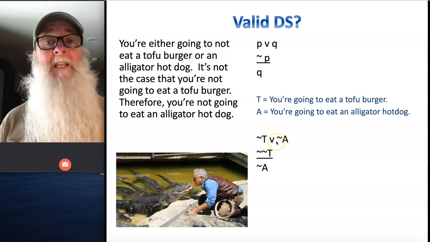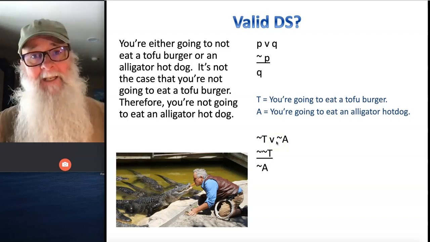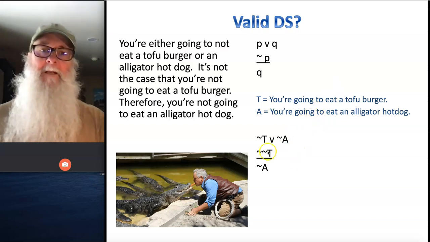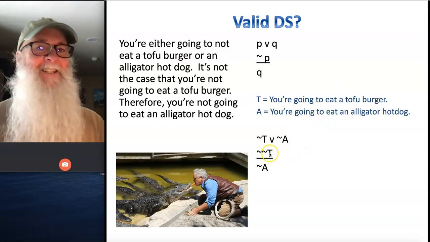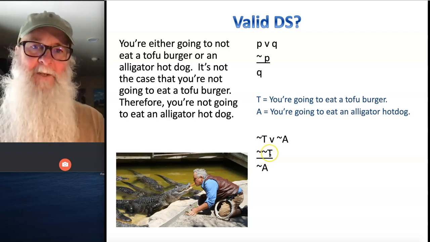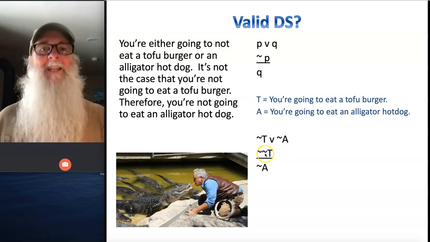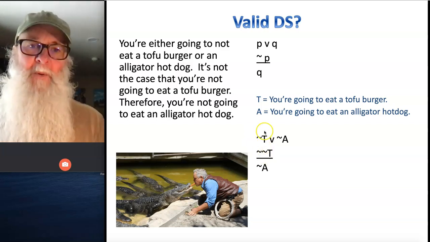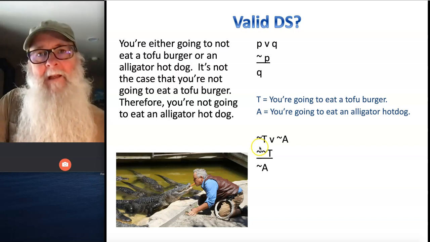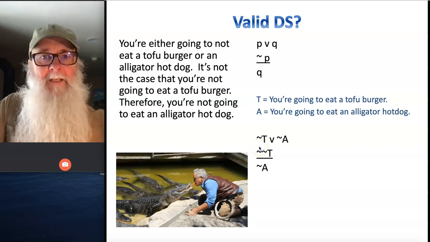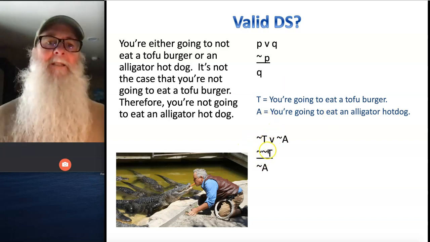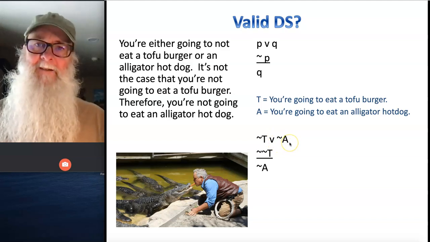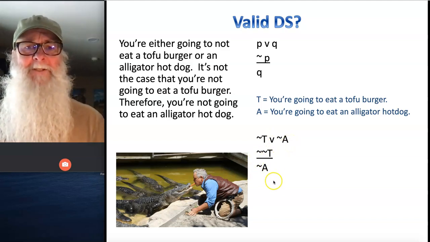Well, the first premise is giving us two possibilities. You're either not going to eat that tofu burger or you're not going to eat that alligator hot dog. And now look what the second premise does. It's not the case that it's not the case that you're going to eat that tofu burger. That just took away the possibility that I was not going to eat it. Because now you're telling me that it's not the case that I'm not going to eat it. Well, if it's not the case that I'm not going to eat it, then it must be the case that I'm not going to eat the alligator hot dog. And that's exactly what the conclusion asserts.